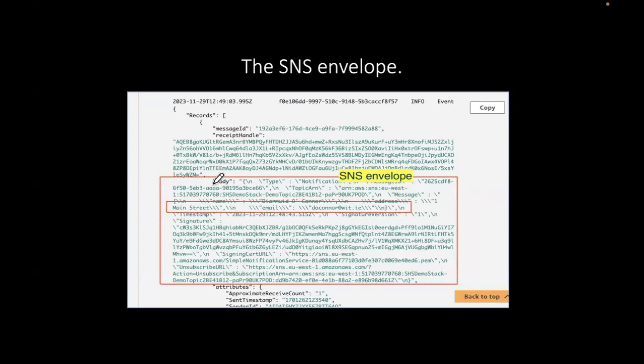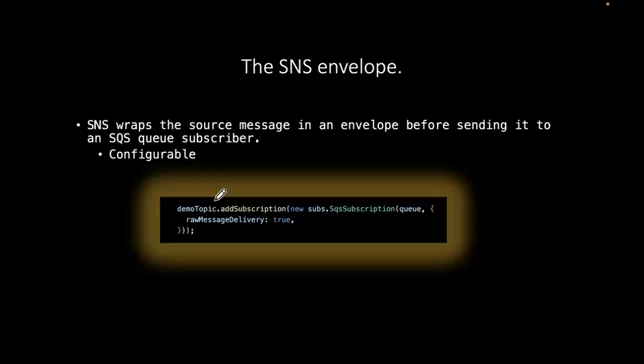Now, you can control whether you want SNS to carry out this enveloping or not. And so that's a property of the subscription. This is the first property of a subscription that you can control. So the raw message delivery, if you set that to true, then you're saying do not include the envelope. If you set a default, you're saying do include the envelope. And I think the default value is false.